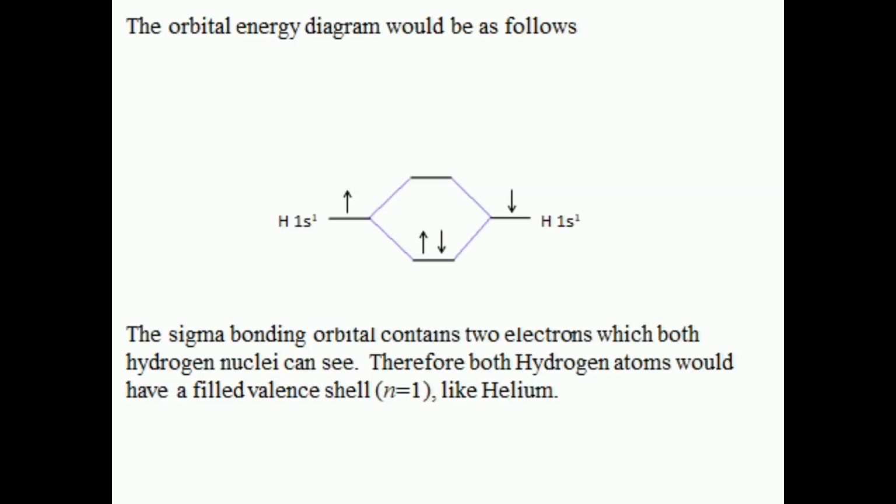Therefore, both hydrogen atoms would basically see two electrons around them, and it would seem like a filled valence shell like helium. It's a win-win situation.